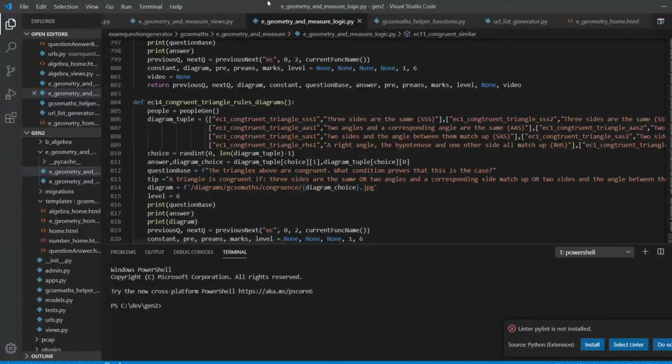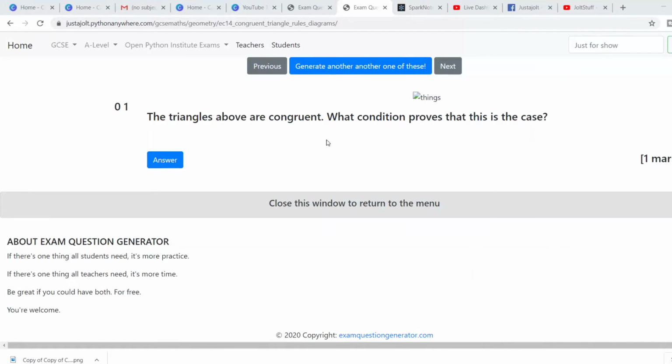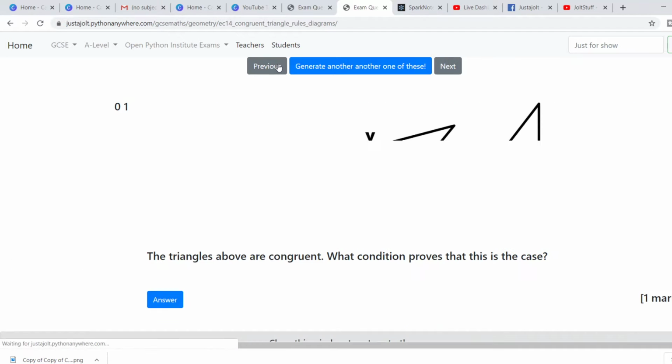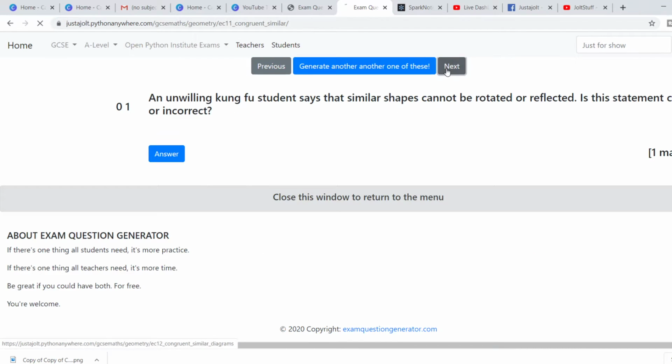Let's go back to the website now, not my building of the website, but the website itself. And let's take a look at a few of these. What do we got here? There we go.